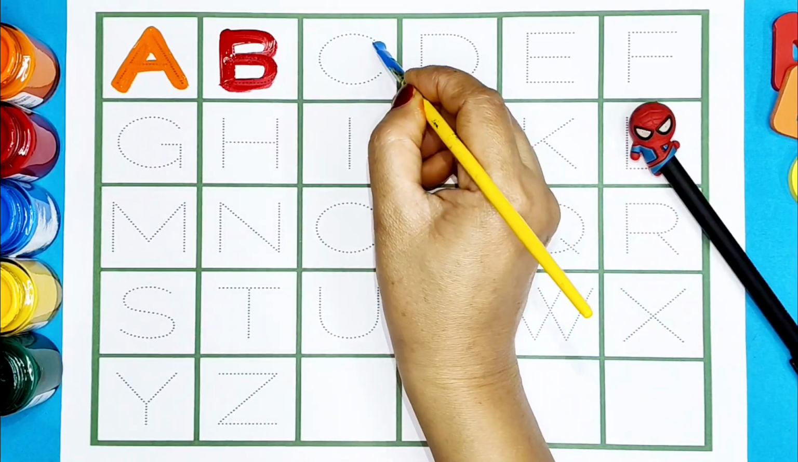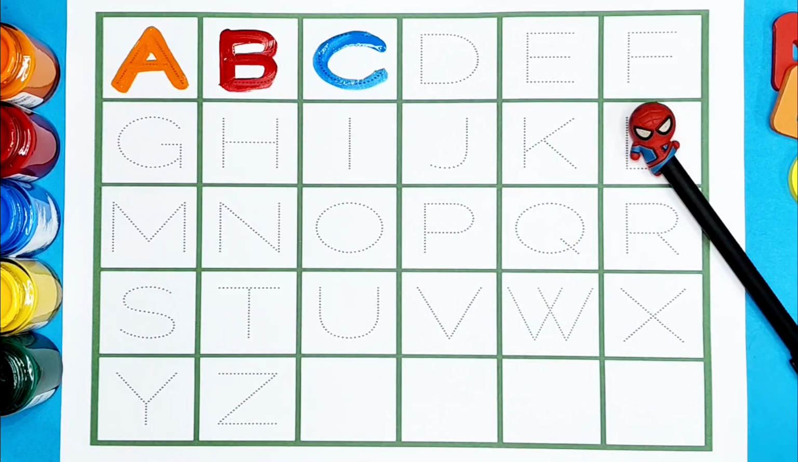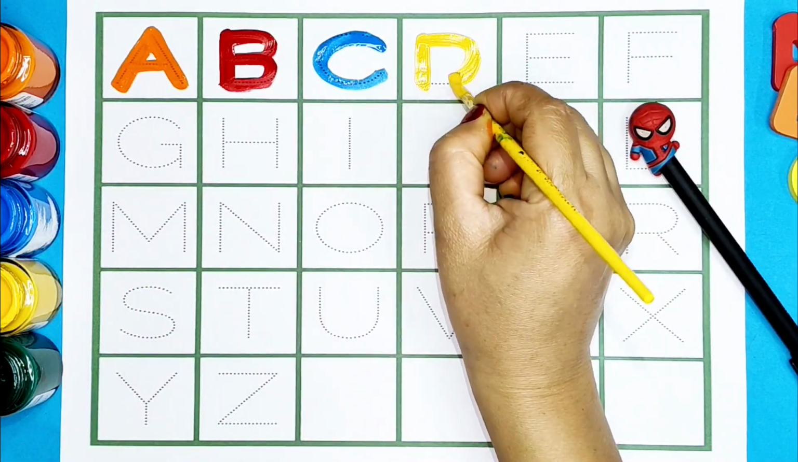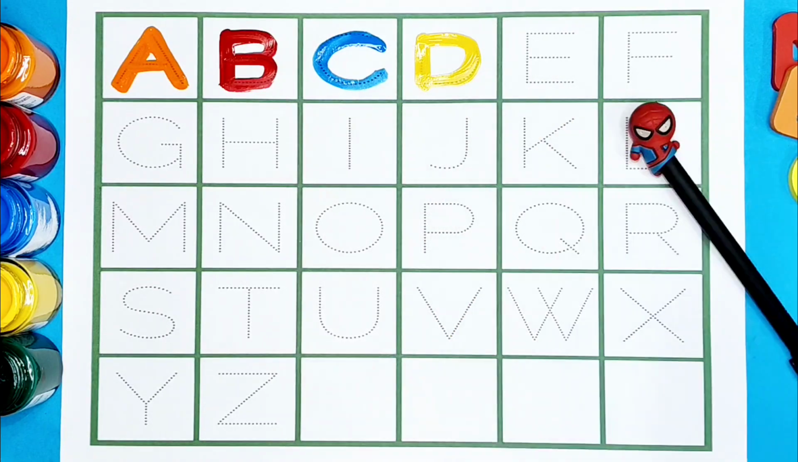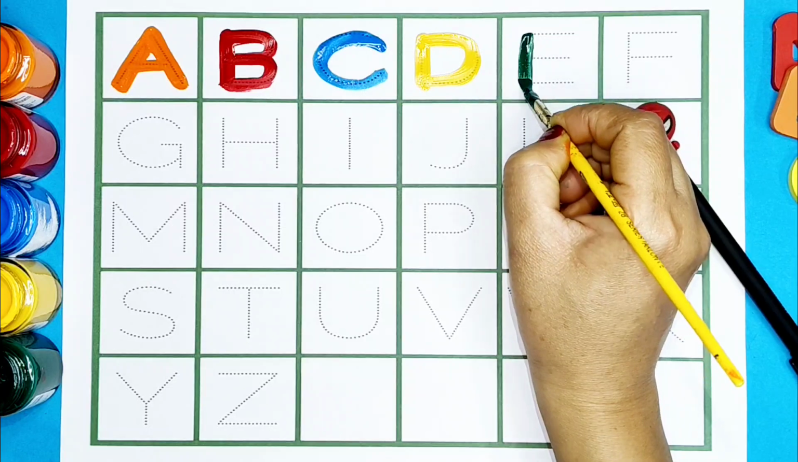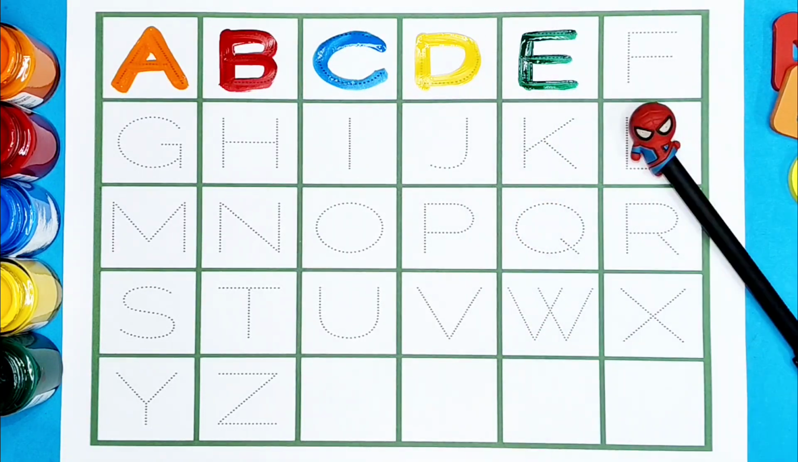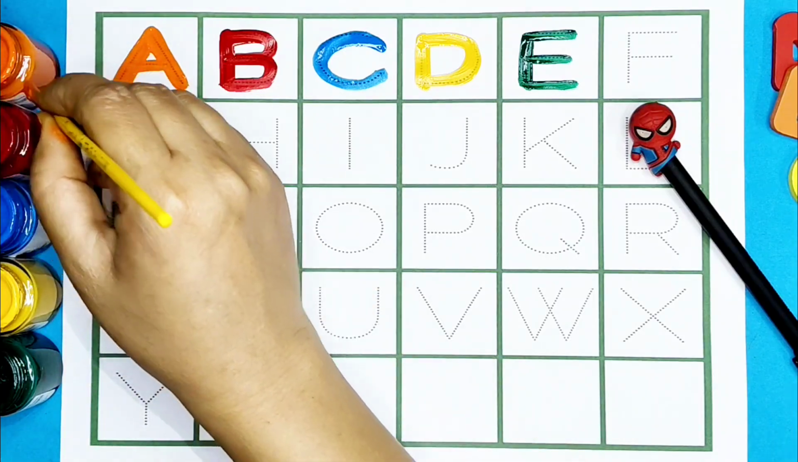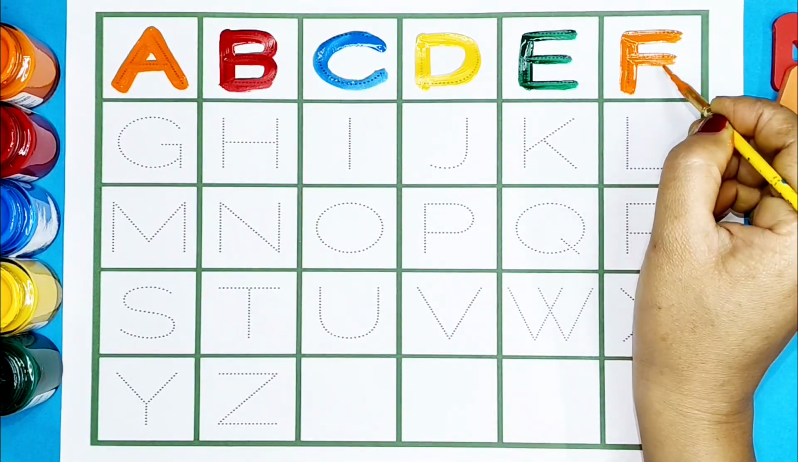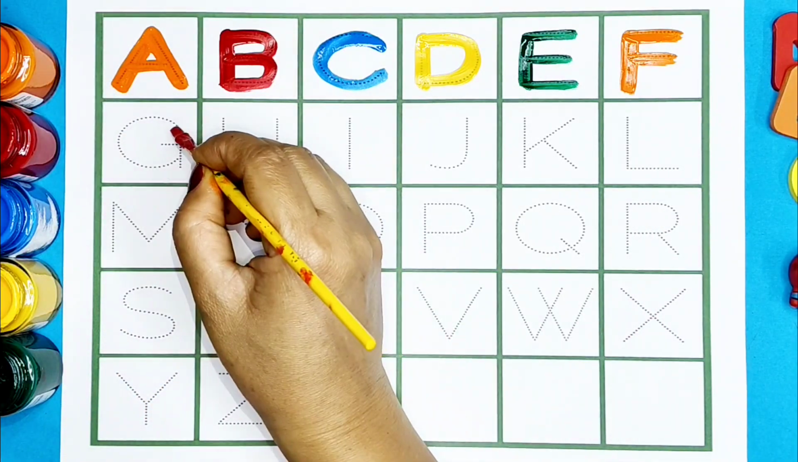Sky blue color. C. C for candle. Yellow color. D. D for dolphin. Dark green color. E. E for earth. Orange color. F. F for fish. Red color.